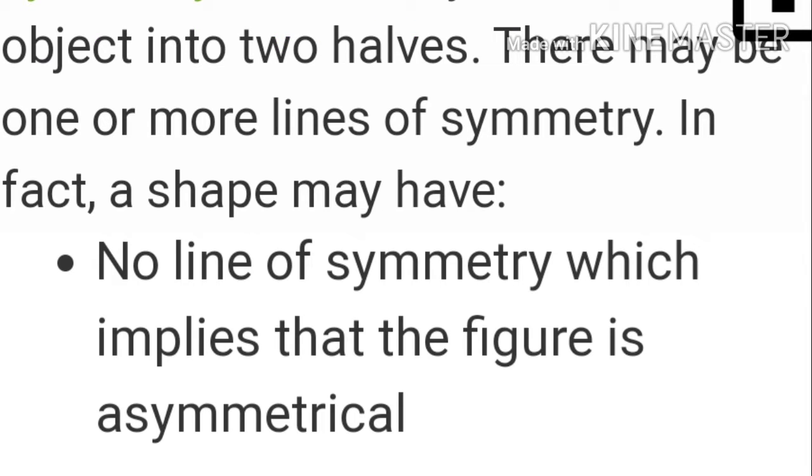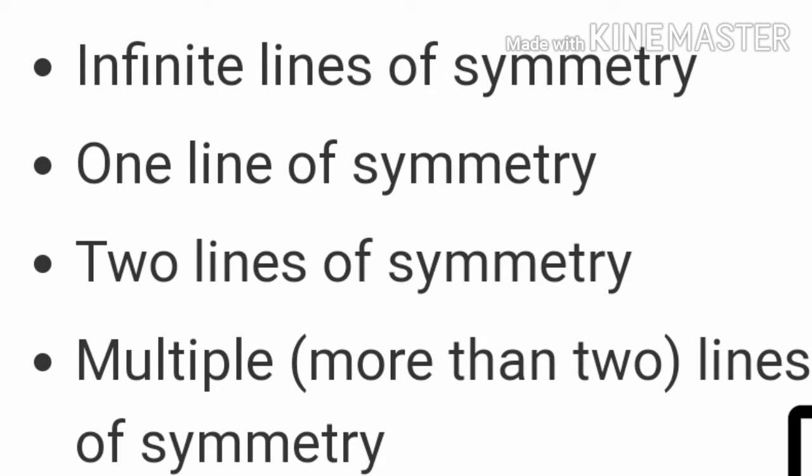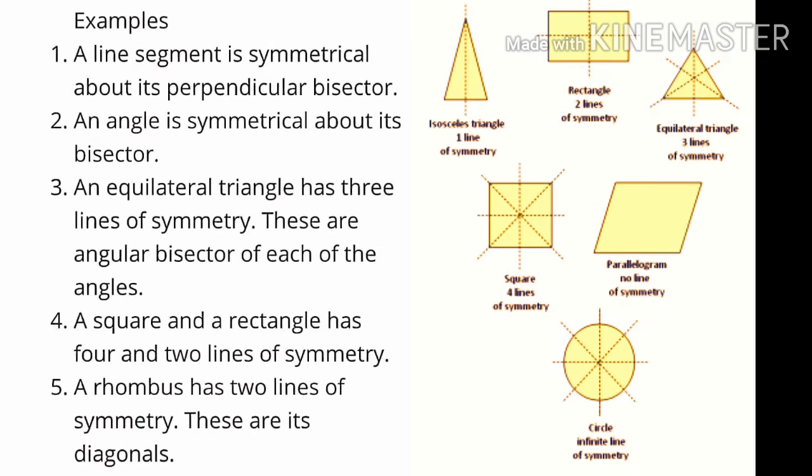It basically divides an object into two halves. There may be one or more lines of symmetry. In fact, a shape may have no line of symmetry, which implies that the figure is asymmetrical, one line of symmetry, two lines of symmetry, and maybe multiple lines of symmetry. Now let's see this with the help of some examples.